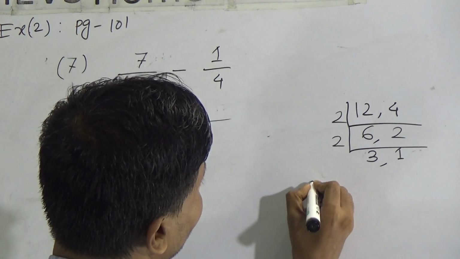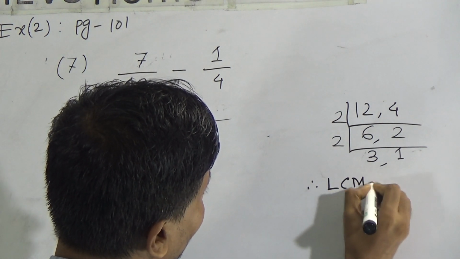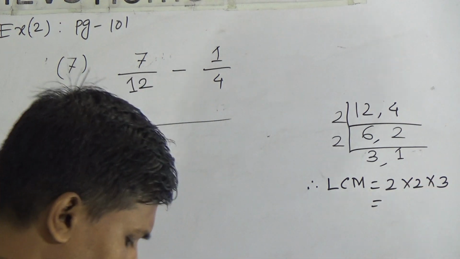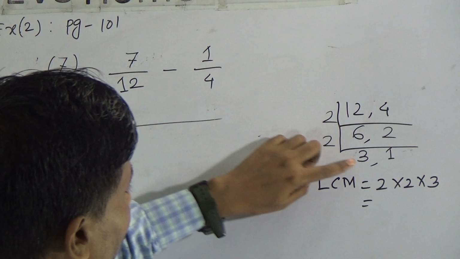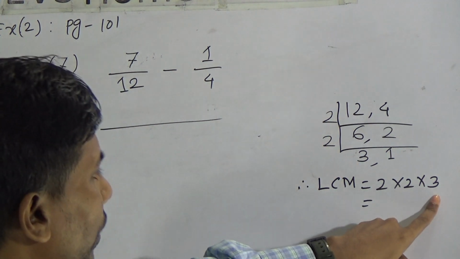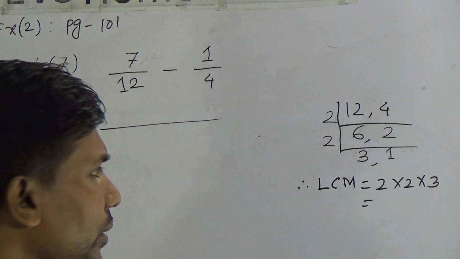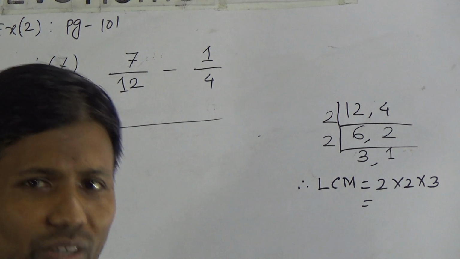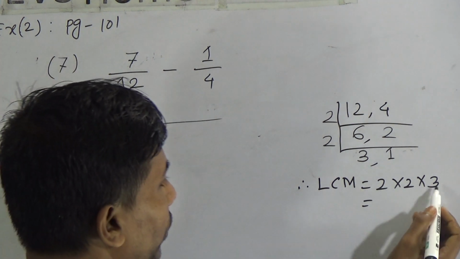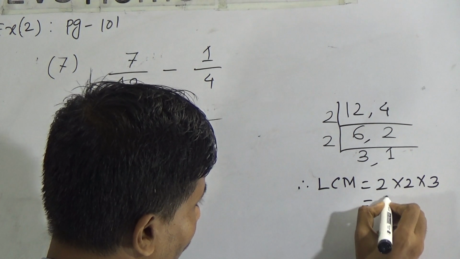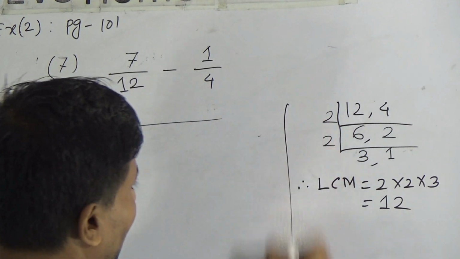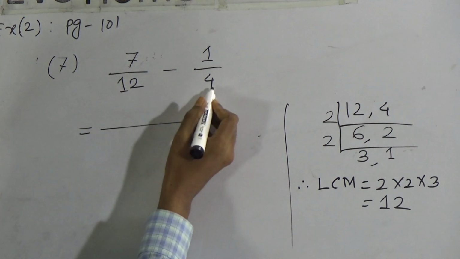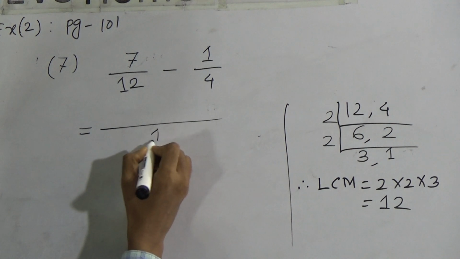Now write LCM: 2 into 2 into 3. We need to multiply with 1, because if we multiply with 1, then the value of this result will not change. So no need to multiply. Now 2 times 2 times 3 is 12, right here 12, and this is the rough work. Now write: between 12 and 4, LCM is 12.